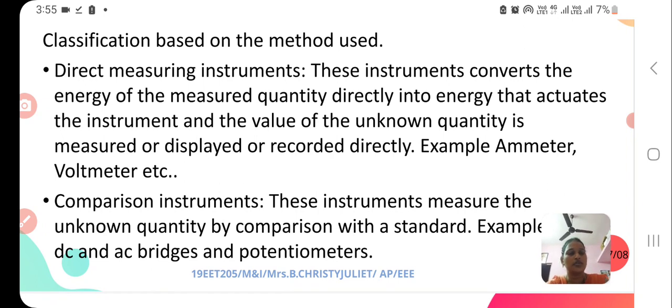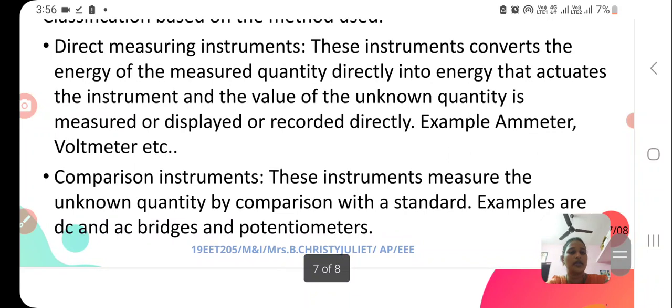Whereas comparison instruments measure the unknown quantity by comparison with a standard. The examples are DC and AC bridges and potentiometers. There is no exact or direct measurement, but the unknown quantity is compared with different known quantities, and the resultant value is given as the output.